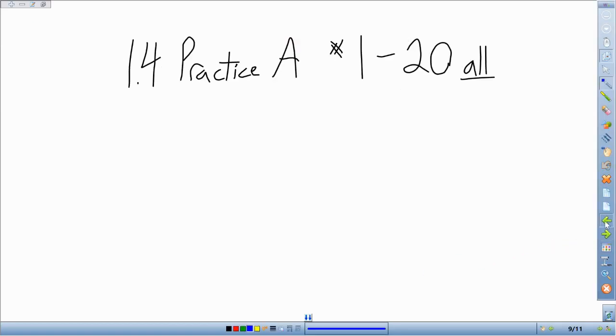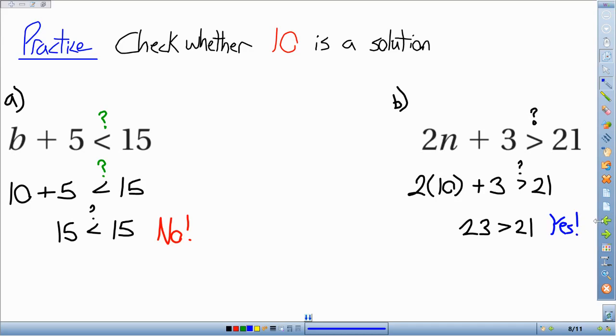Alrighty, so that's kind of it for today, guys. I hope this is kind of a good refresher on inequalities and just remembering what all these little symbols mean.